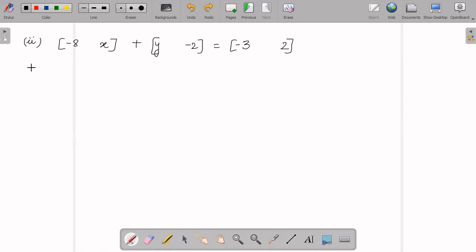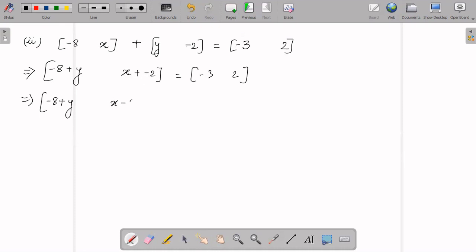Now, let us add them as we have done in the previous question. Minus 8 plus y. And here x plus minus 2. This is equal to minus 3, 2. If you simplify further, minus 8 plus y, और ये बन जाएगा x minus 2. Plus minus is minus, so x minus 2.